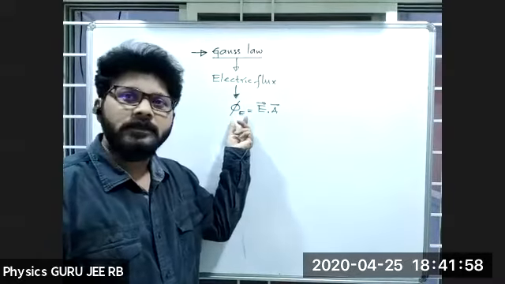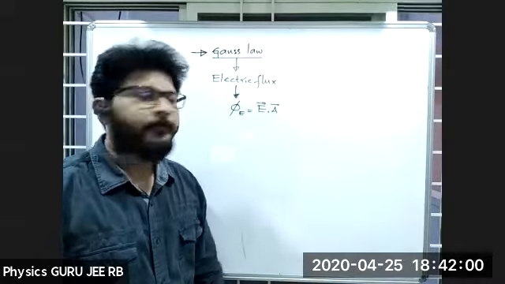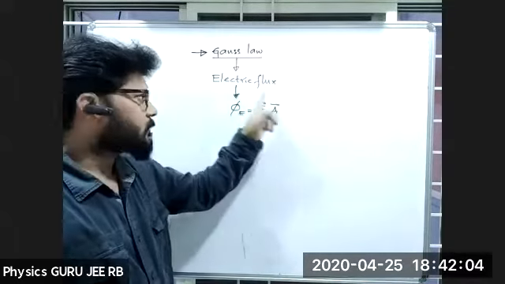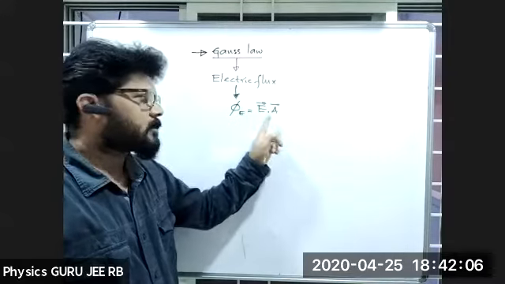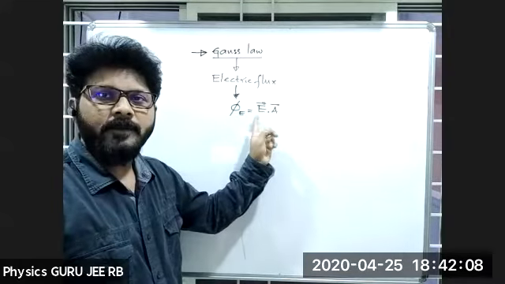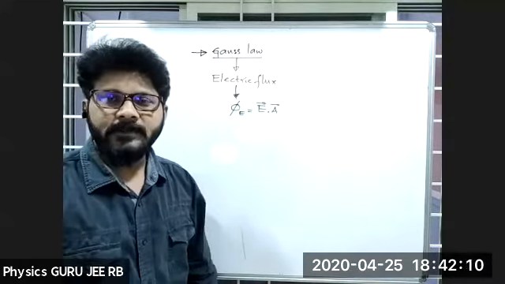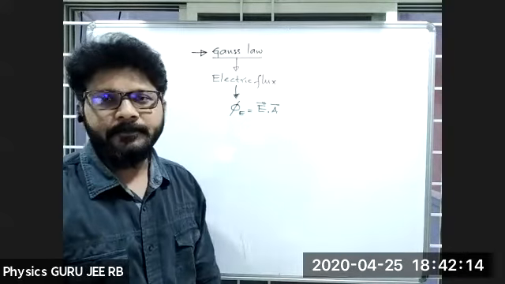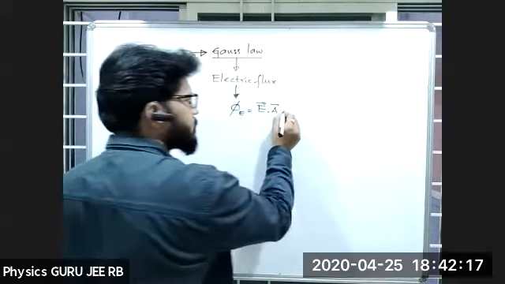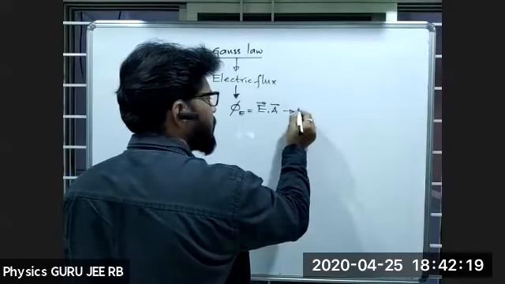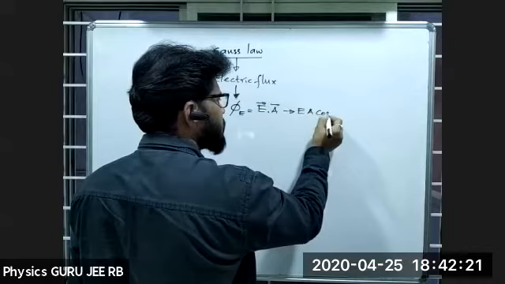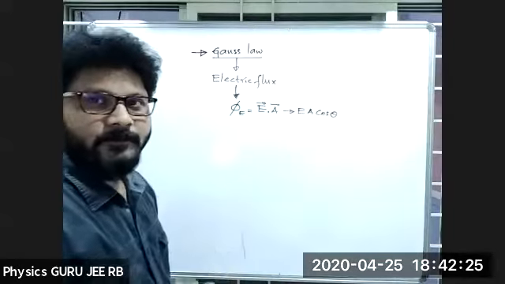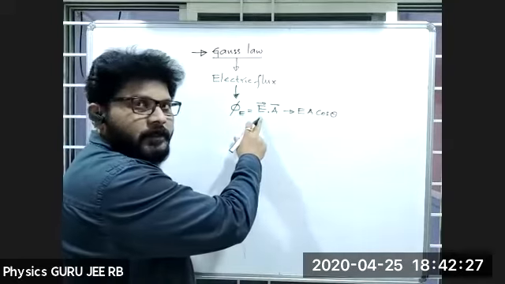Flux is what? E dot A, flux. So first, to know Gauss law, one should know what is electric flux. Electric flux is nothing but a scalar product of E and A, or EA cos theta. The problem is E is an electric vector quantity, electric field intensity.